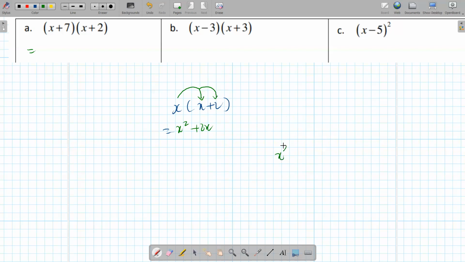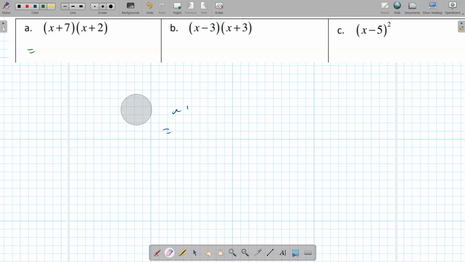Like if you have x squared times x, what do you think this equals? Would it be cubed? Yes, it would be. So the power just goes up by 1, or you just add the powers up. So if you have x squared times x squared, what do you get? You just add, so x to the power of 4.